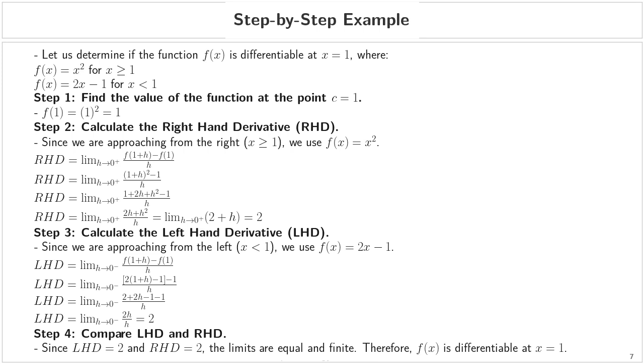This means that at this specific point, the two different pieces of the function meet smoothly, creating a unique tangent line. As we move to the next slide, keep this result in mind, as we will discuss some common pitfalls students encounter when making these determinations.